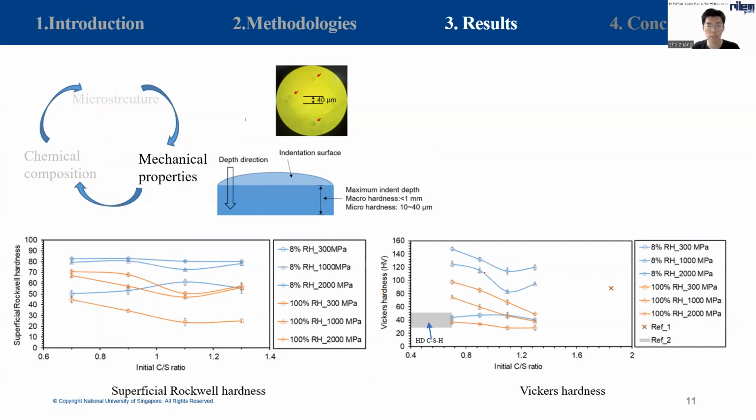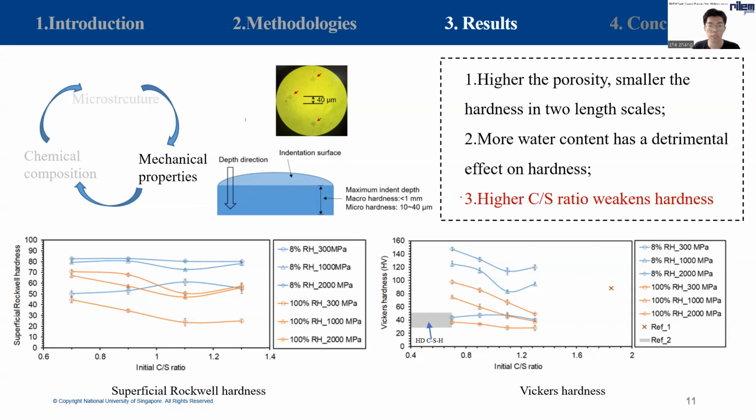It is found that higher porosity results in smaller hardness at both length scales. More water content has a detrimental effect on hardness, and excitingly, we found an obvious effect of chemical composition on the strength. That is, higher calcium silicate ratio weakens the hardness of CSH. This phenomenon will be explained in detail by the atomic force microscopy results later.